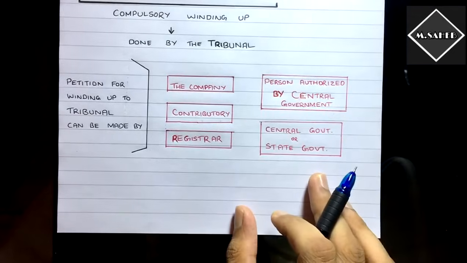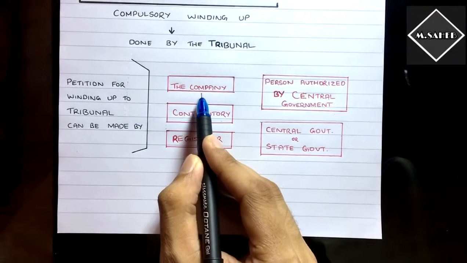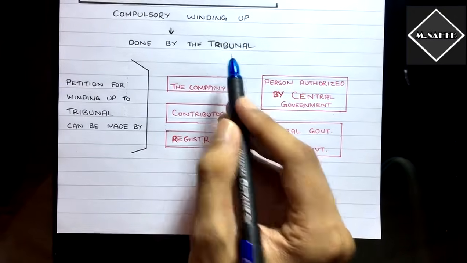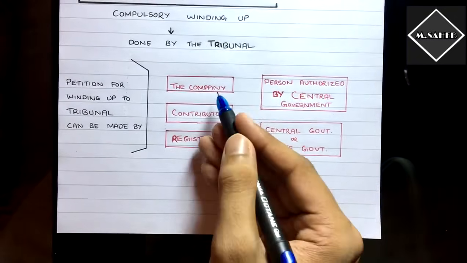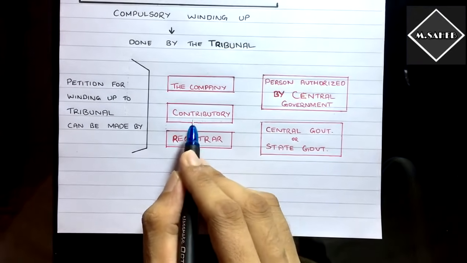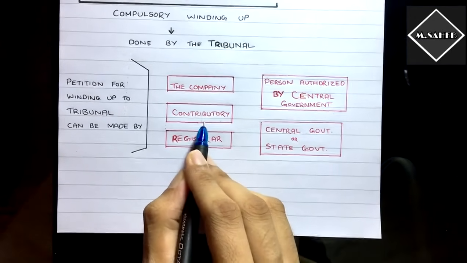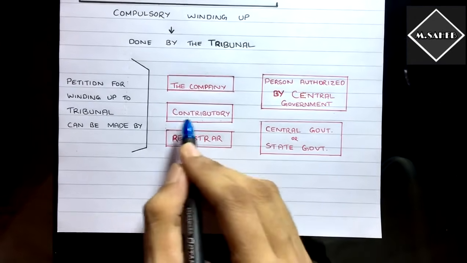See here, there are 5 authorities. The first is the company itself. The company itself can file a petition to the tribunal that the company should be wound up, or the contributory. Now, who are the contributory? Contributory is any person who is liable to pay in the event of liquidation, such as the shareholders. They can also file a petition.